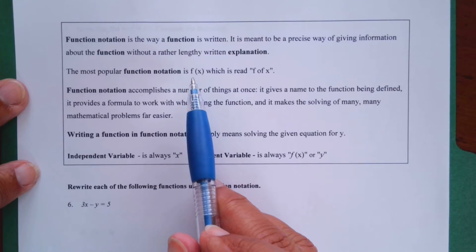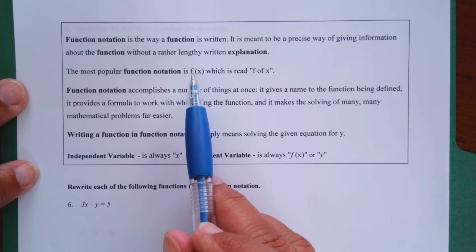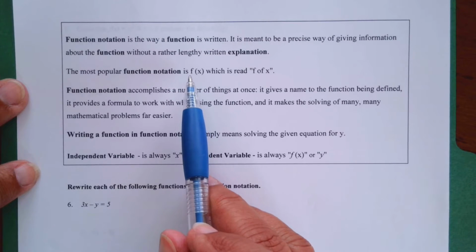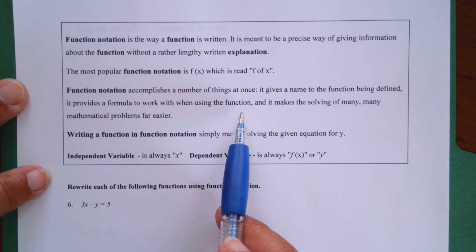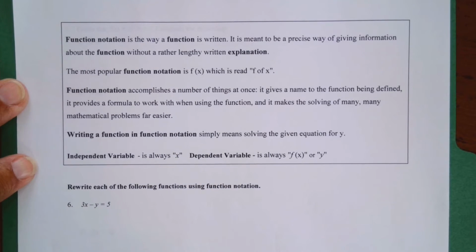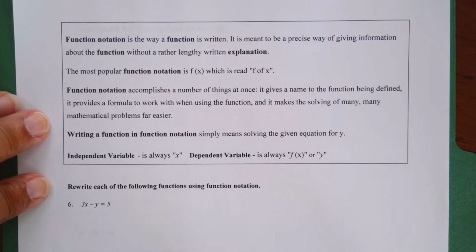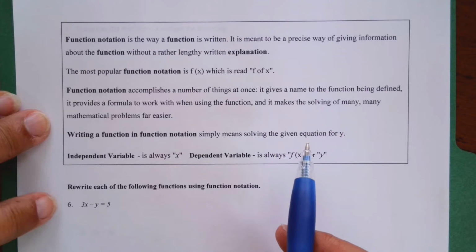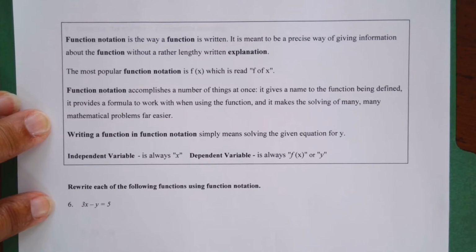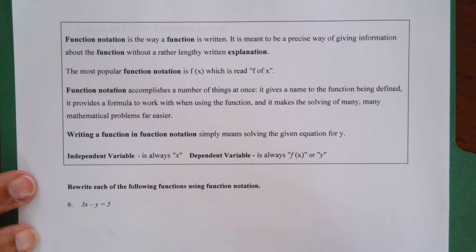So it could be g of x, h of x, so whatever that letter is, that is the name of the function. It provides a formula to work with when using the function, and it makes the solving of many, many math problems easier. Okay, so you know where to put numbers when you work with functions. So writing a function in function notation simply means solving the given equation for y, and then we'll substitute in the f of x. So we already did that on the last page.